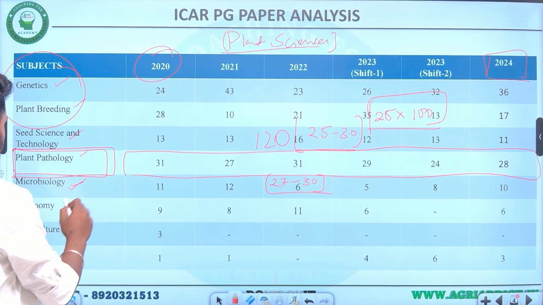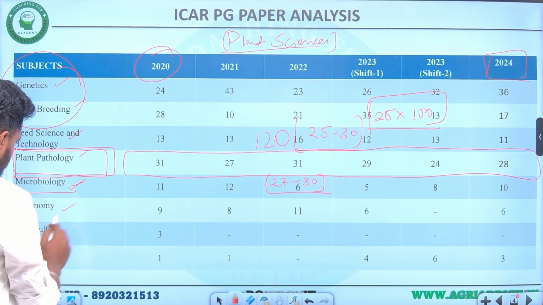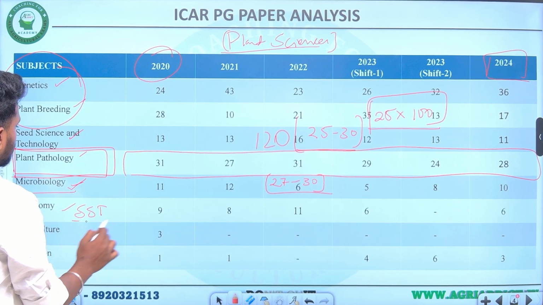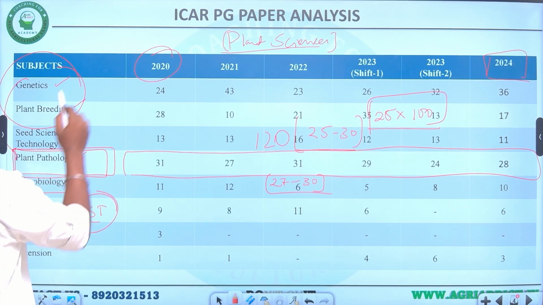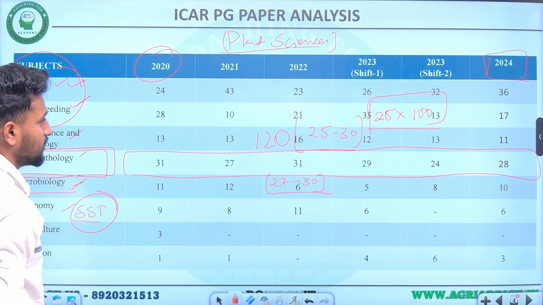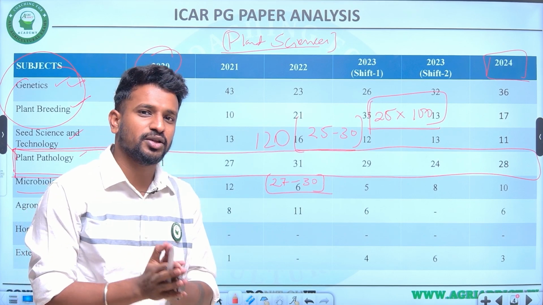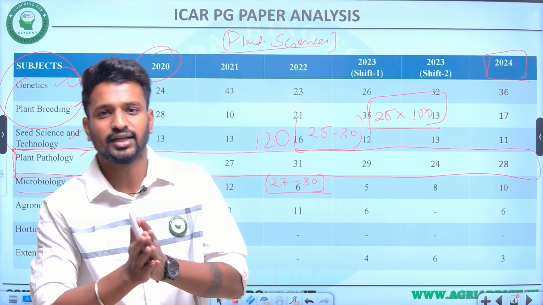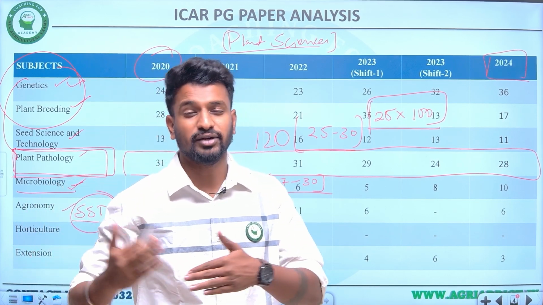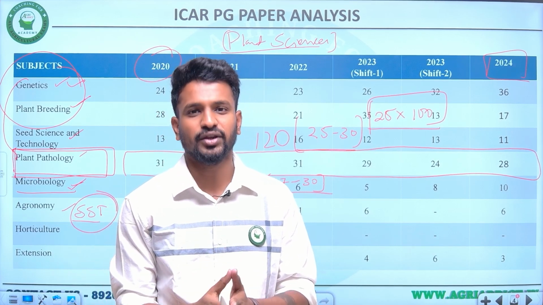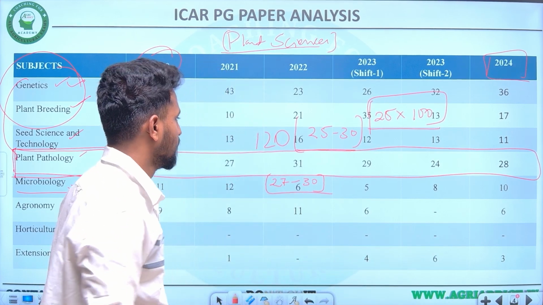The rest are very minor, including microbiology and also seed science. These three subjects, which are genetics, plant breeding, and plant pathology, are considered primary. So whenever you start your preparation, you obviously start with genetics, then go for plant breeding, and simultaneously take plant pathology, or you finish breeding and go for plant pathology. So this is the overall weightage.